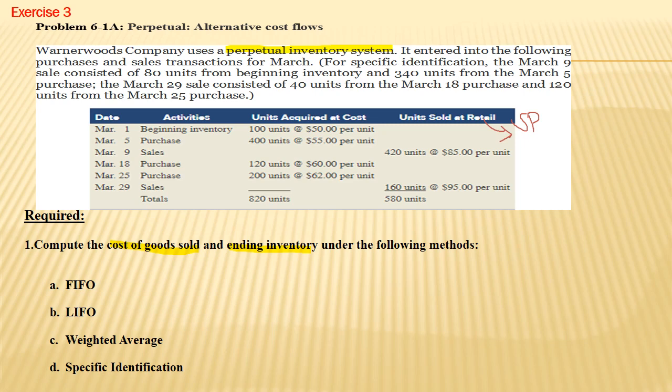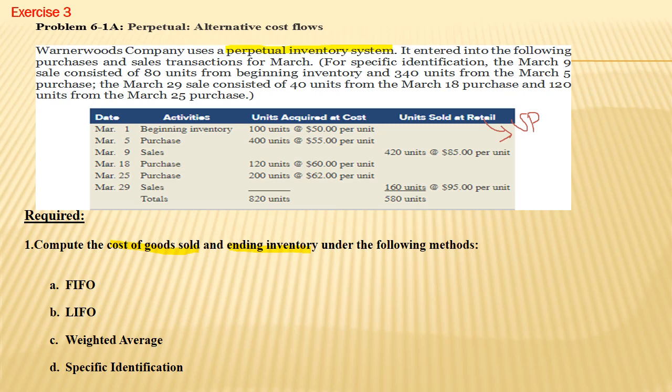This exercise says that Werner Wood Company uses a perpetual inventory system. It entered into the following purchases and sales transactions for March. For specific identification, the March 5 sale consisted of 8 units from beginning inventory and 34 units from the March 5 purchase. The March 29 sale consisted of 40 units from the March 18 purchase and 120 units from the March 25 purchase.